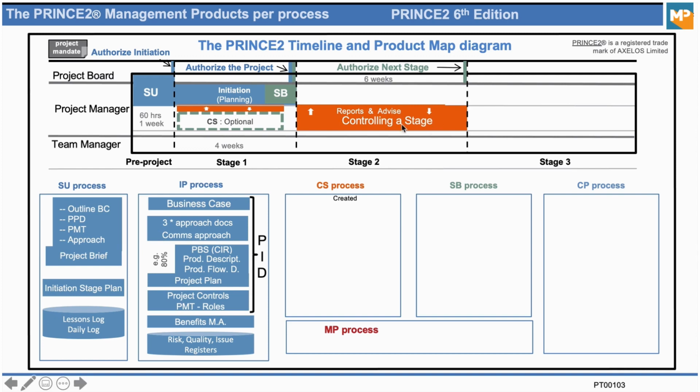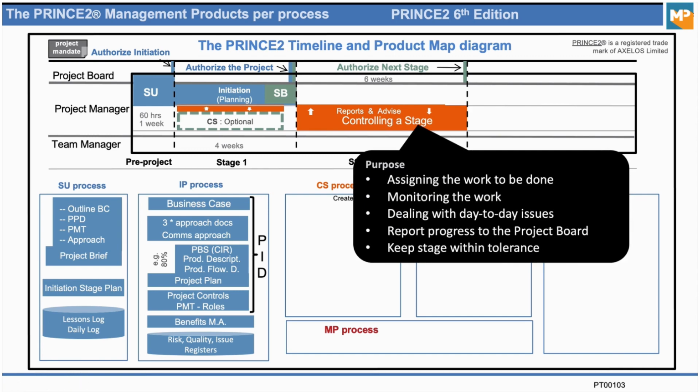So this is then the controlling stage process, and it's where the project manager actually spends most of their time in the project. So let's look at the purpose of the controlling stage process, or these activities which the project manager does. Well, the purpose is to assign work to be done. So the project manager will assign work to be done to the teams. Okay, and then the teams will do the work.